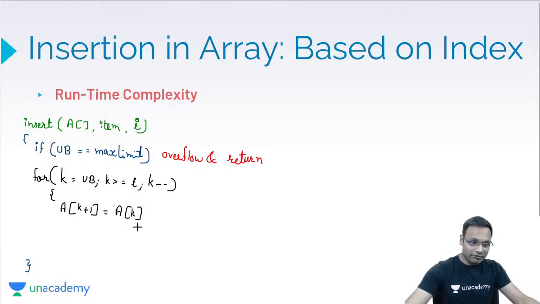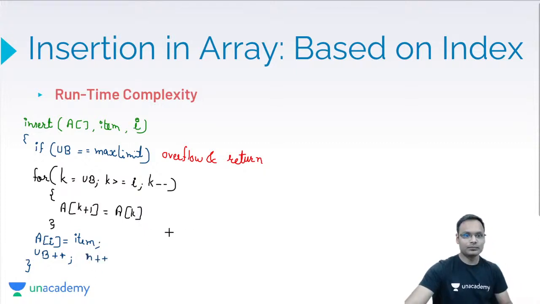Now look at this. If all the shifting is done, at the end I will write in the array at index I, I will insert the element, which one? Item. That's it. Done. Do I have to write anything else? Yes, upper bound plus plus. The element is inserted, so upper bound increases, and in fact n plus plus also. The number of elements also will increase.